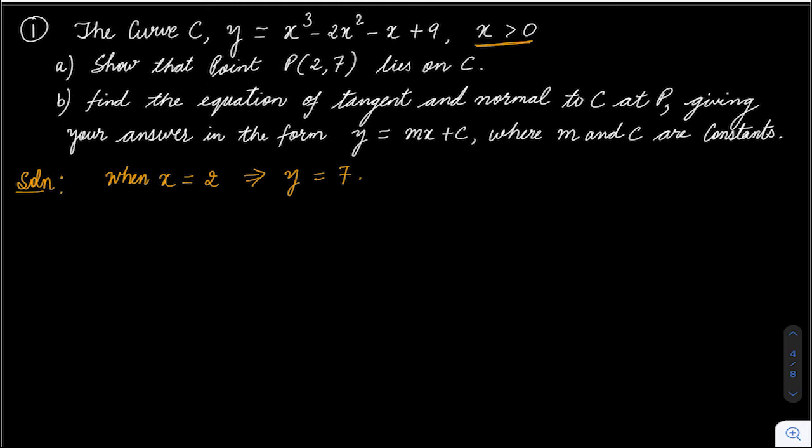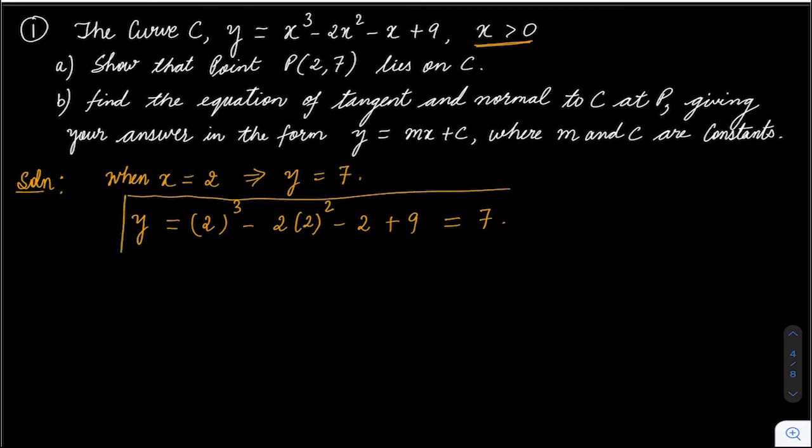So substitute x equal to 2 in the curve equation. I will get 2 cube minus 2 times 2 square minus 2 plus 9. This is nothing but 8 minus 8, which cancels out, so 9 minus 2, which is 7. As we are getting y as 7, it means the point (2, 7) lies on the curve. So that's the A part.